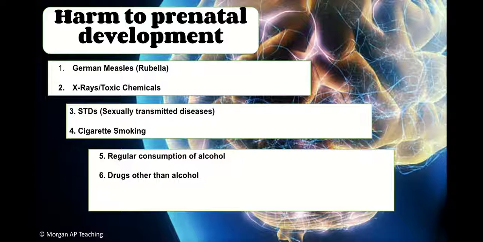And then doing drugs other than alcohol can be extremely harmful. Morphine, cocaine, heroin, even some like diet pills and antibiotics. Some things that are legal can cause a lot of problems. So you really have to be careful with that. Pregnant women can't drink, can't smoke cigarettes, and have to be very careful what's put in their bodies.